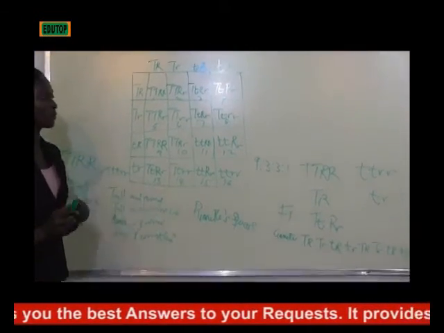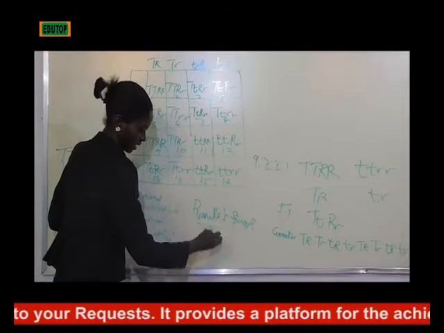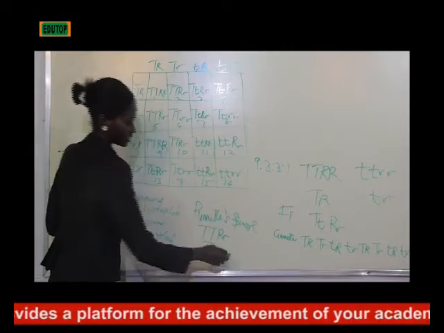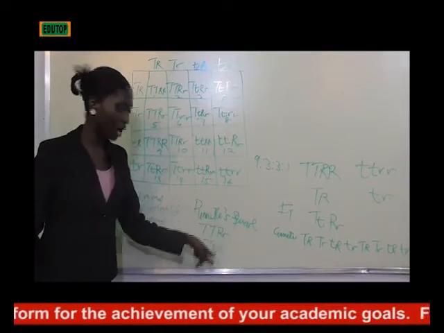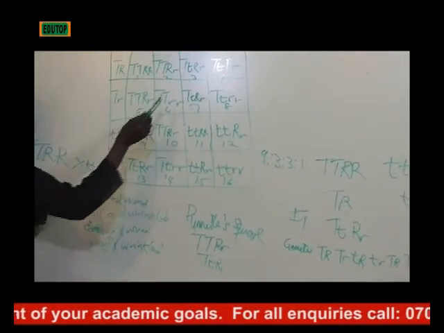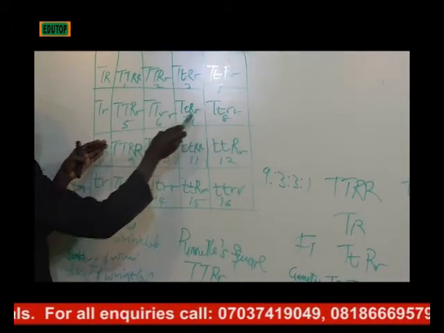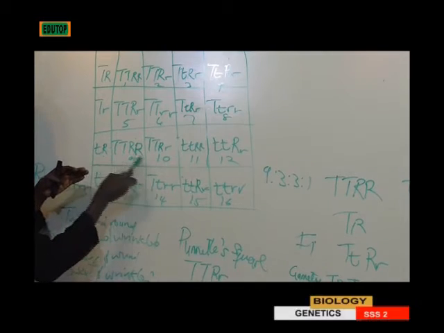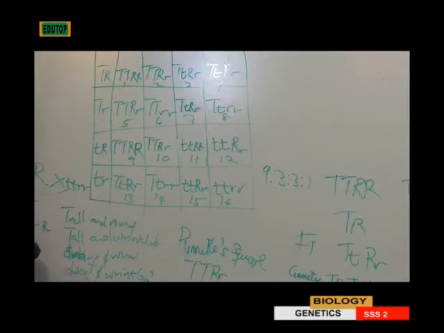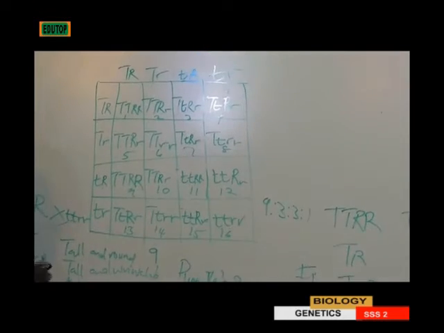Now, tall and round. Tall and round is anywhere you find this T, either TT, RR, or Tt, Rr. There must be a capital T and a capital R in what we are looking for. That's tall and round. So let's go. Number 1 has that. Number 2, number 3, number 4, number 5, so making 5, 6, 7, we have 8, and we have 9. Any other one? No. So tall and round is 9. Those that are tall and round in their phenotype, they are 9.